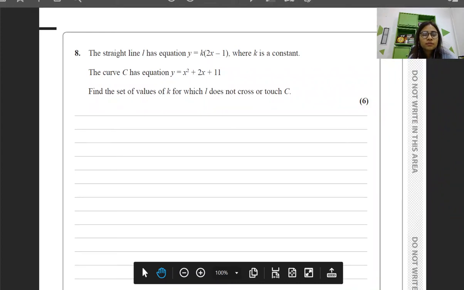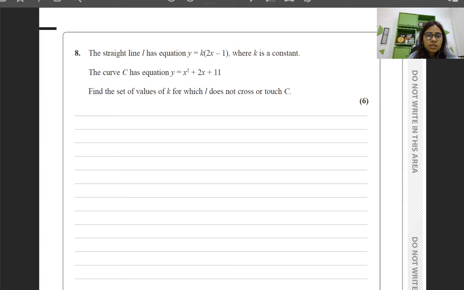So now we will solve question number 8. In this question, the straight line L has equation y = k(2x - 1), where k is a constant, and the curve C has equation y = x² + 2x + 11. Find the set of values of k for which the line does not cross or touch C.